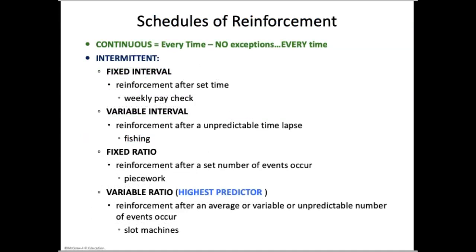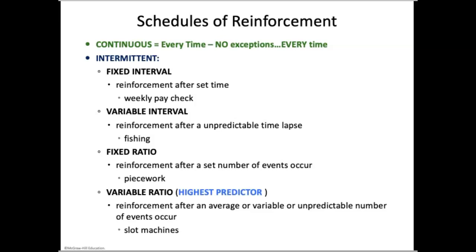Schedules of reinforcement. Continuous means every time, no exceptions. Every time there's a behavior, you would reinforce it. You would reward it. Intermittent would have a fixed interval, variable interval, fixed ratio, or variable ratio. Fixed interval means reinforcement would happen after a set time, maybe a weekly paycheck. A variable interval would be reinforcement after an unpredictable time lapse. A fixed ratio would be reinforcement after a set number of events occur.